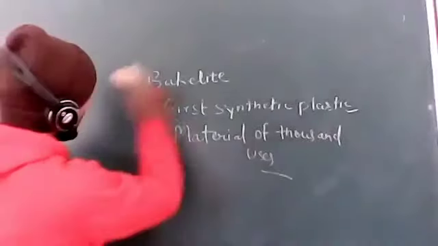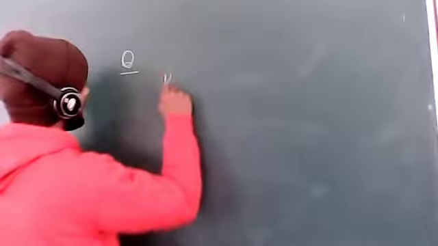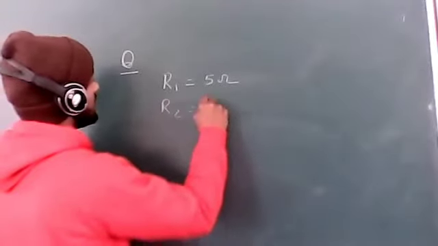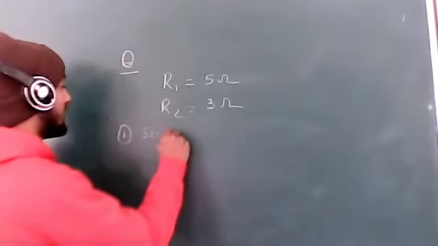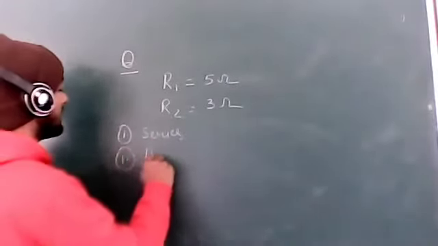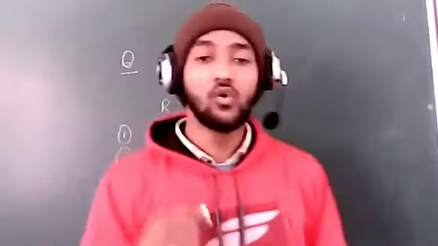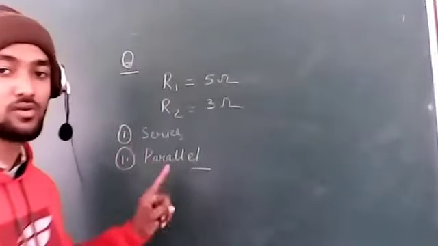Yesterday we discussed the calculation of resistance in parallel circuit and in series circuit. So just now, take out your copy and solve this question. If resistance R1 is equal to 5 ohm and R2 is equal to 3 ohm, first it is connected in series. In the second case, it is connected in parallel combination. You have to calculate the equivalent resistance or total resistance for series and parallel. Raise your hand if you have calculated both.